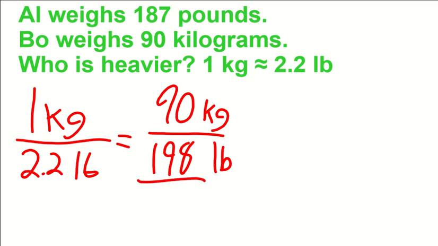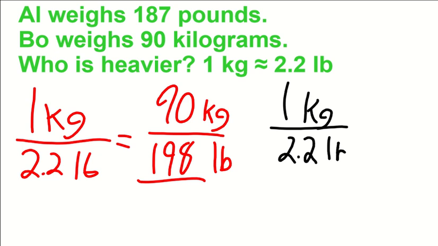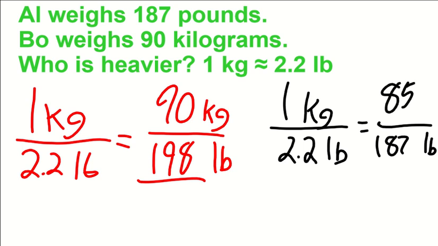If you went the other way, still same exact scale. The only difference is this time we're using Al's 187 pounds. And when we do that one, 187 times 1 divided by 2.2, that makes Al 85 kilograms. So if we went by kilograms, Bo's still heavier by 5 kilograms. Okay? Any questions?